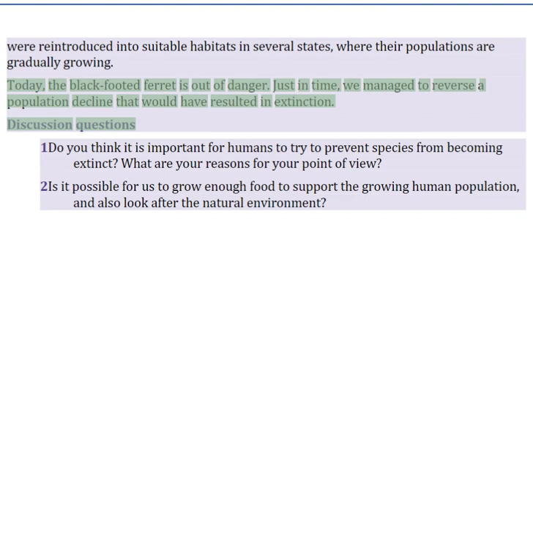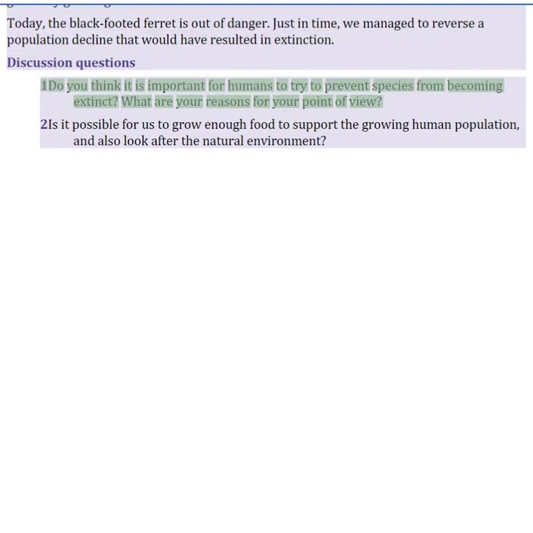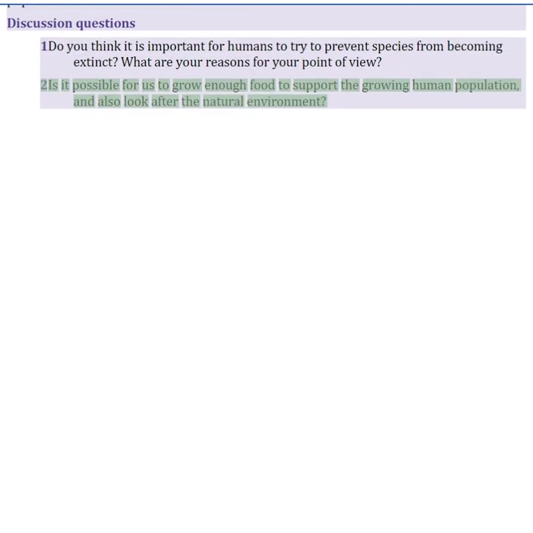Discussion questions. 1. Do you think it is important for humans to try to prevent species from becoming extinct? What are your reasons for your point of view? 2. Is it possible for us to grow enough food to support the growing human population and also look after the natural environment?